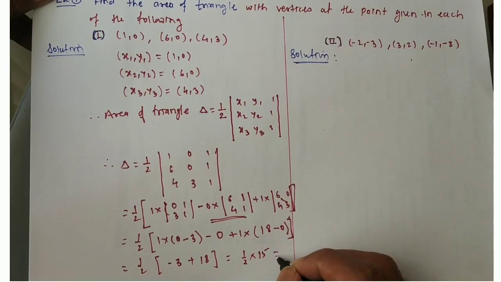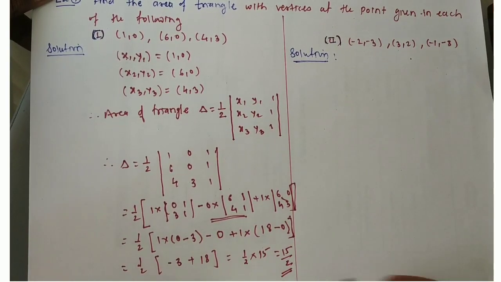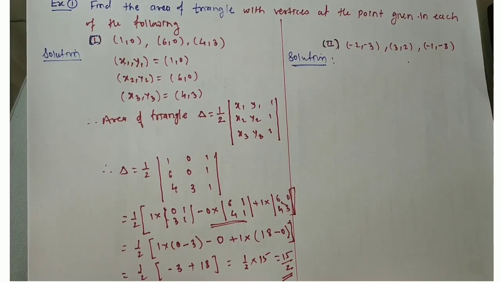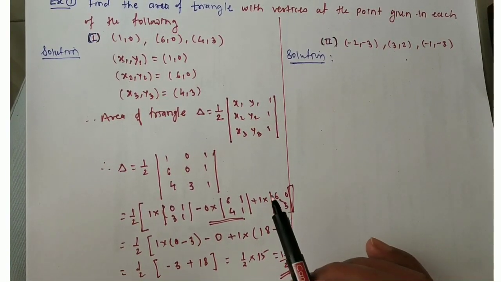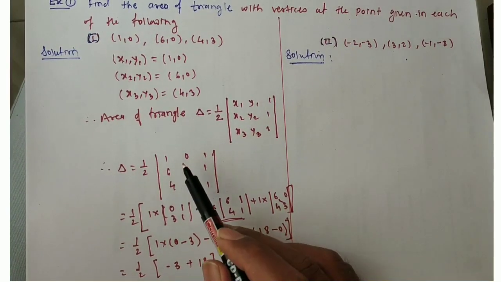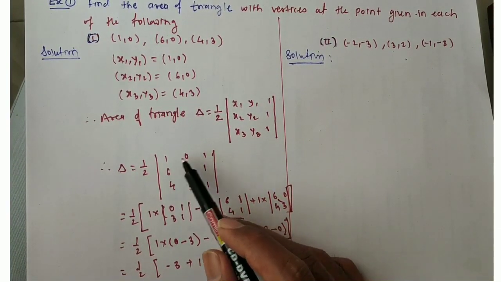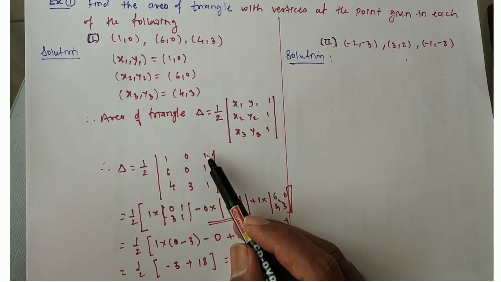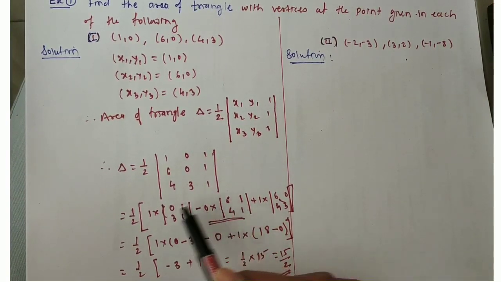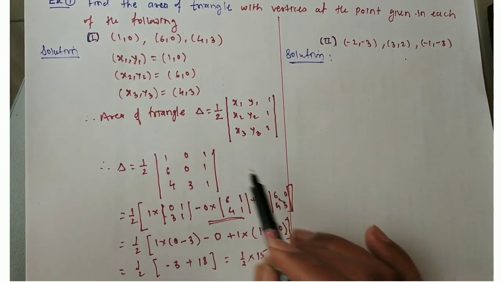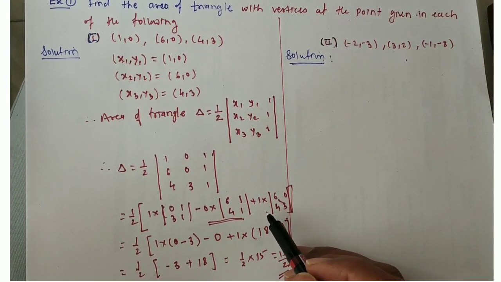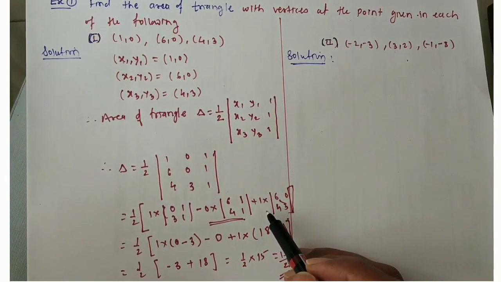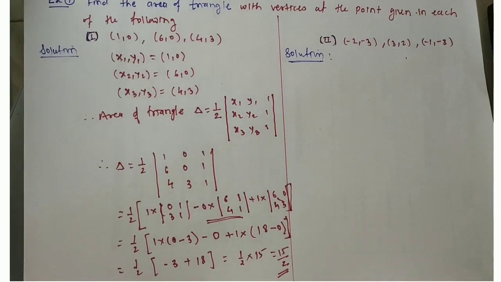So what is the answer? This is 15 by 2. So the area of the triangle is 15 by 2. Check whether this is difficult or not. This is actually very easy, because you just write x1 x2 x3, y1 y2 y3 and 1 1 1 and evaluate the determinant. There is nothing difficult in this problem, so in the exam try to solve this type of problem. We will see the second problem also.